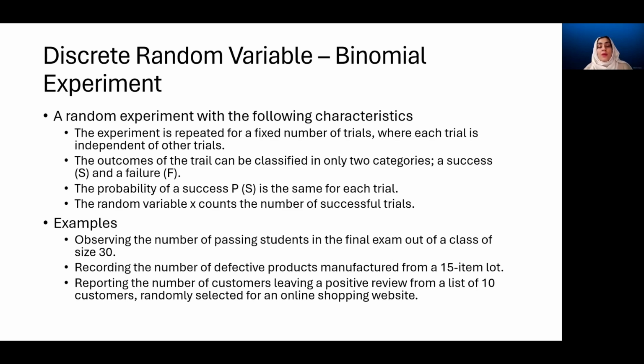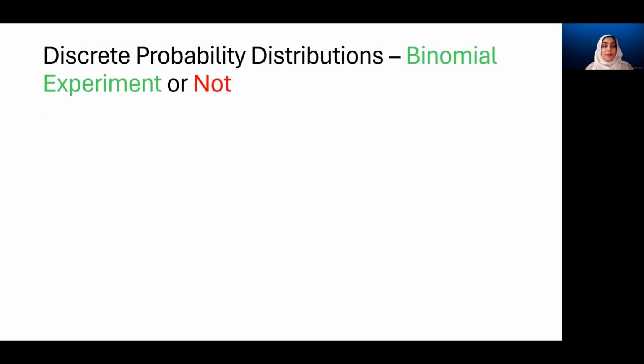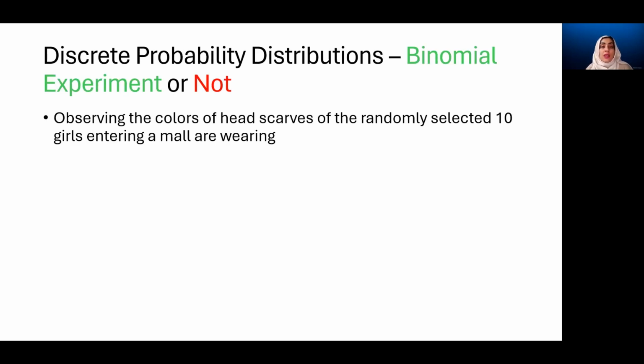The binomial random variable can take on the values of all the possible items that could be found defective in this case. Reporting the number of customers leaving a positive review from a list of 10 customers which are randomly selected for an online shopping website. Now let's see which of these experiments are binomial or not.